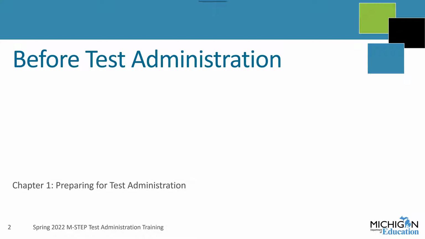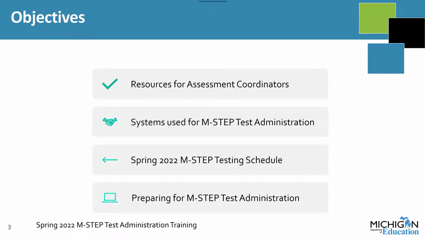There are a number of activities that need to take place before M-STEP administration. This first chapter will discuss everything that needs to be done before testing begins. First, I am going to share the resources that are available to you throughout the test administration. Next, there are several systems that are used in administrating the M-STEP. These systems will be discussed so that you are aware of what tasks need to be done and which system to use. After that, I will share the M-STEP testing schedule and discuss the requirements of the M-STEP test schedule that each school and district must prepare.